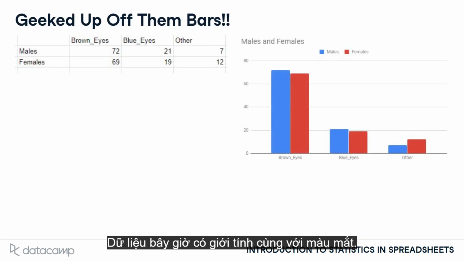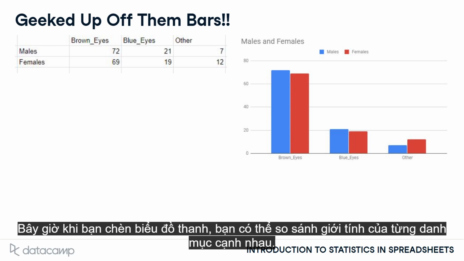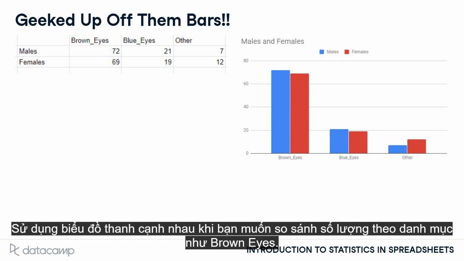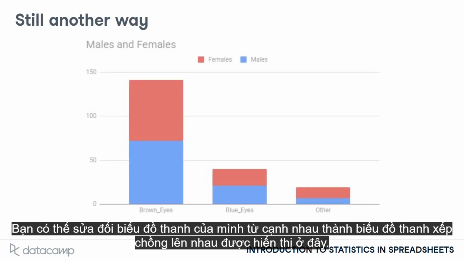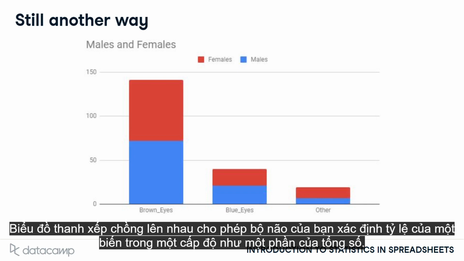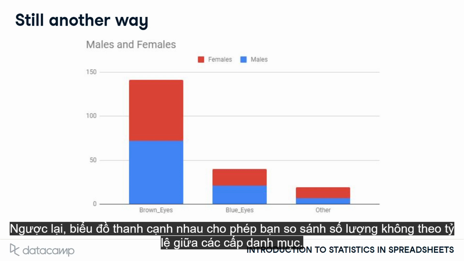The data now has gender along with eye color. Now when you insert a bar chart, you can compare gender by each category side by side. Use a side-by-side bar chart when you want to compare quantities by category like brown eyes. You can modify your bar chart from side by side to a stacked bar chart shown here. A stacked bar chart lets your brain identify the proportion of a variable within a level as part of the total. In contrast, side-by-side bar charts let you compare quantities, not proportions, among the category level.